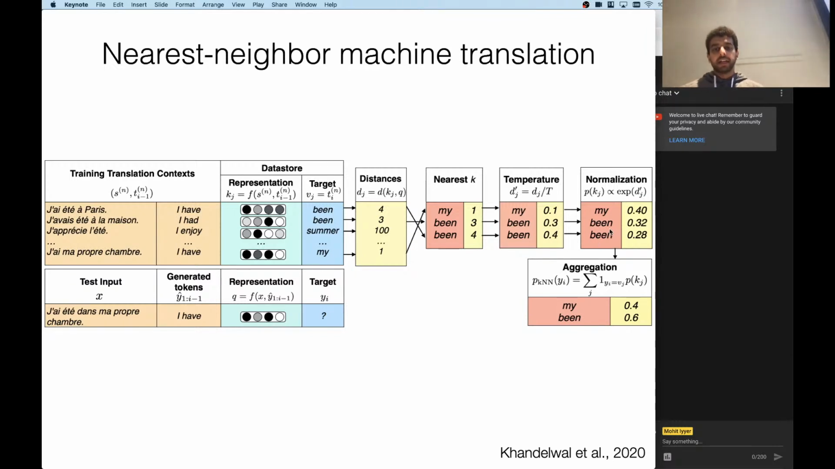And then finally, you notice that 2 of these 3 items are "bin", so we can aggregate those, and our final distribution puts 40% of the probability on "my" and 60% on "bin". So now we could say we're done, and that this is our final predicted distribution for this test time token. But would we want to do that? What are some issues with doing that?